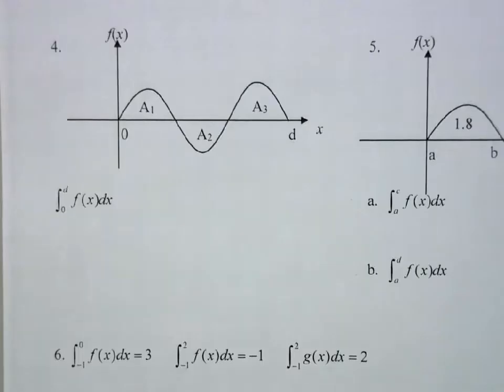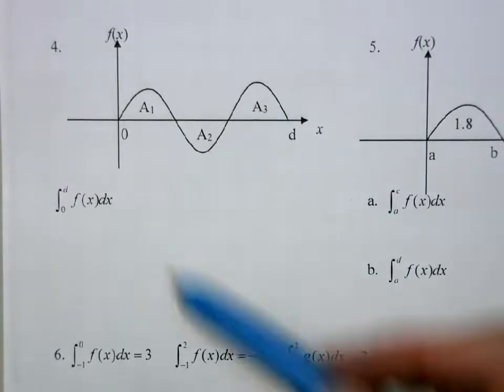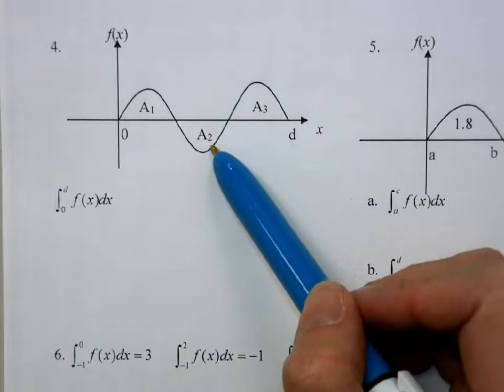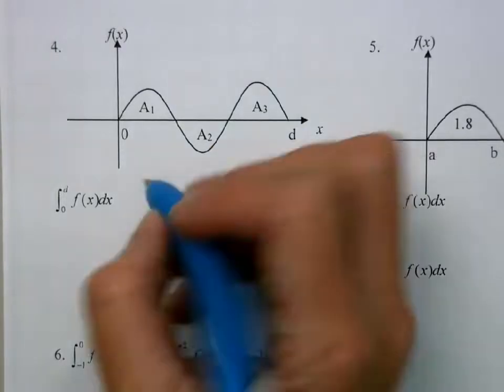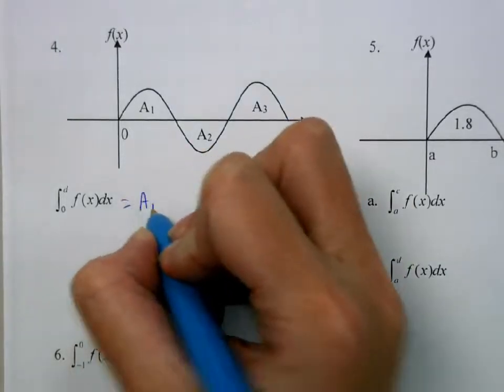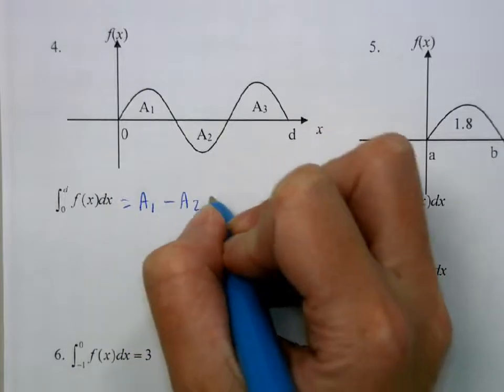Okay, these ones, the integral is just adding the areas. If area is below the x-axis, then that area is considered negative. So this would be A1 minus A2 plus A3.